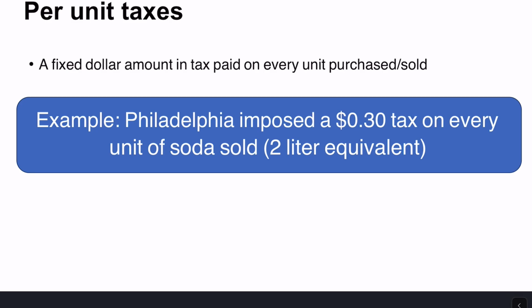Again, as a reminder, this per unit tax is a fixed dollar amount in tax paid on every unit purchased. So Philadelphia imposed a 30-cent tax on every unit sold. This is going to be on the buyer. Right? So the legislative burden says the buyer pays the tax, so you can think of this as the buyer writing a check of 30 cents for every single bottle that they purchase.